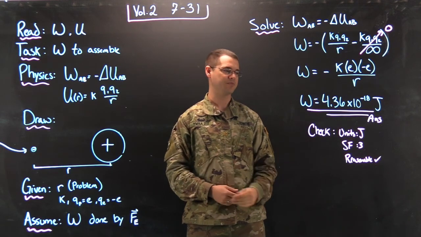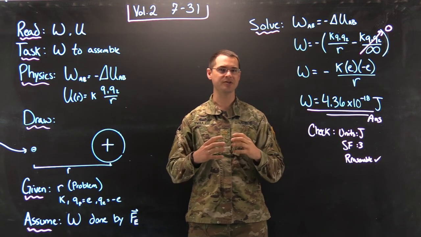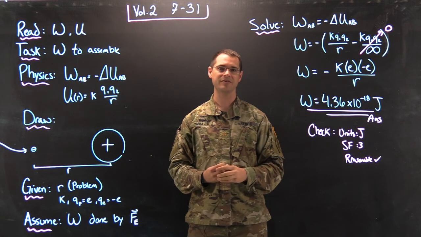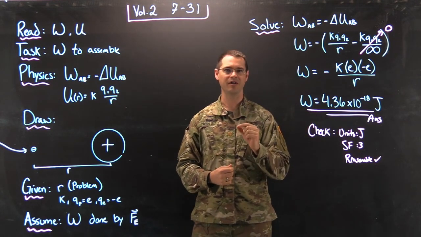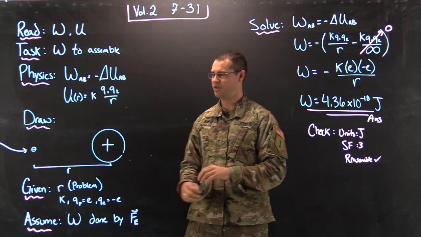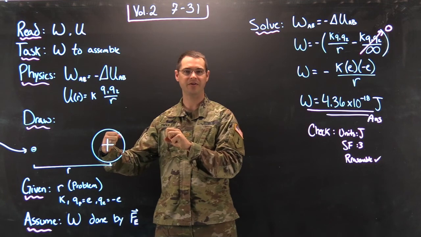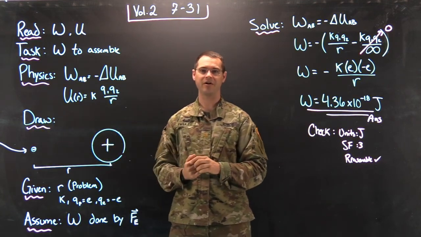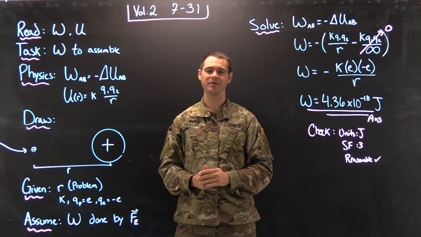Let's check our answer. The units are in joules, and work is a type of energy, so that makes sense. The least number of significant figures is 3, and it seems reasonable that we're getting a small but positive work, because our positive proton and our negative electron are attracting each other, so the force and the displacement as we bring our electron in are in the same direction. So a positive work seems reasonable.